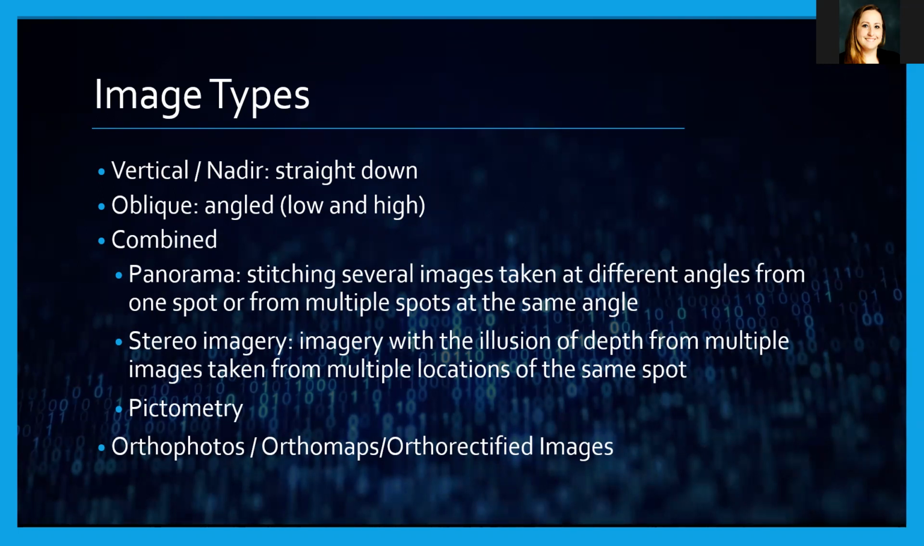Panoramas are made by stitching multiple images taken at different angles from one spot or from different spots at the same angle. Stereo imagery, which I had mentioned about my professor before, is multiple images that create an illusion of depth when they are analyzed together, and they are taken from multiple locations of the same spot and combined.